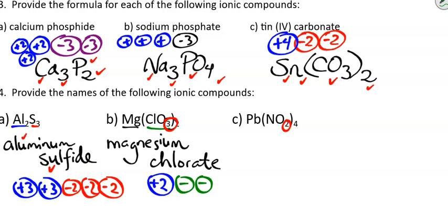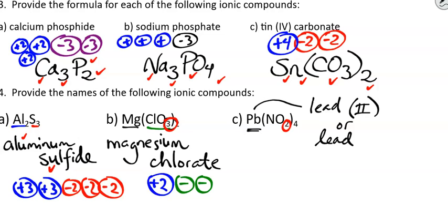Alright, so magnesium, +2, chlorate, -1. That works. Alright. Now, when you're trying to find the name, especially of a multivalent, so lead, remember, lead could be lead(II) or lead(IV). It's got 2 options. How do we figure that out? Simple. Just draw the particles.